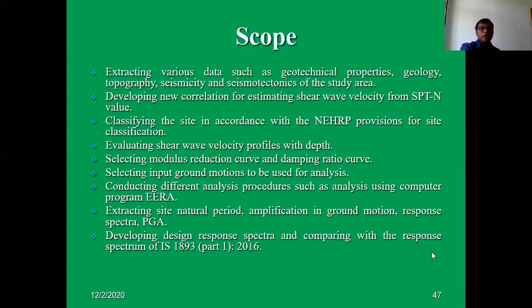So now the scope: what are the steps in this study? You have to know the various data on geotechnical properties, geology, topography, seismicity, and seismotectonics of the study area for your ground response studies. Then develop new correlations for estimating shear velocity from SPT N value, classify the site according to the NEHRP provisions for site classification, evaluate shear velocity profiles with depth, then select the modulus reduction curve and damping ratio, as already discussed, and select the input ground motion. The analysis should be done through ERA, SHAKE2000 or DEEPSOIL. Then the natural period, amplification, response spectrum, and PGA are obtained. These are the outputs. Then you develop the design response spectra for your study and compare with the IS code. These are the complete steps.